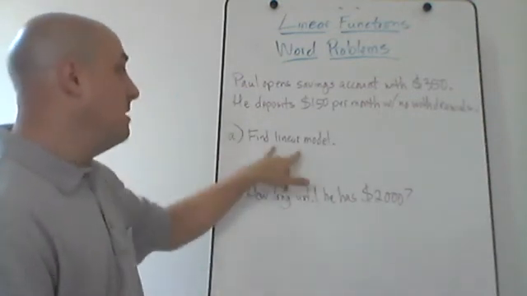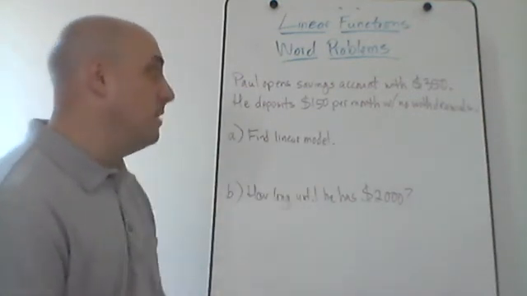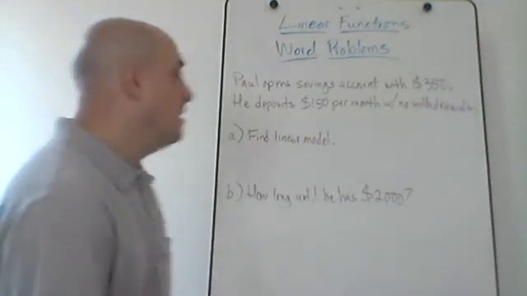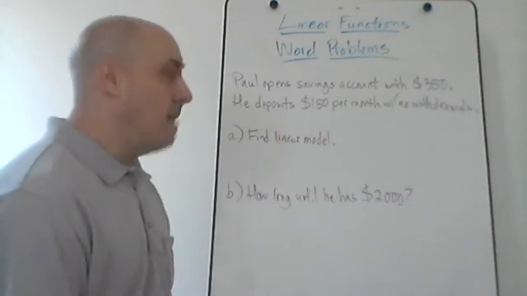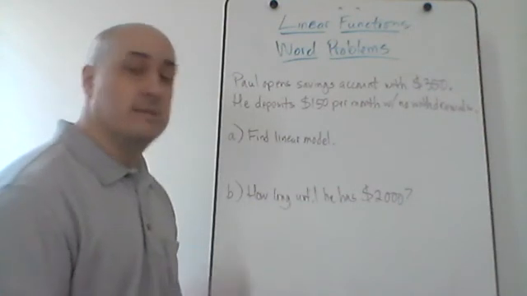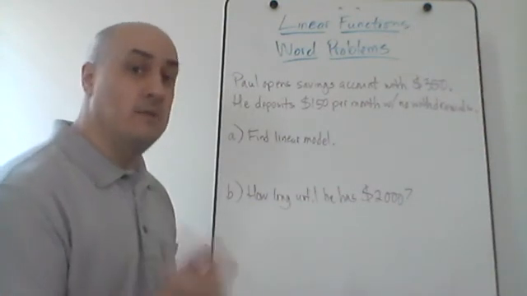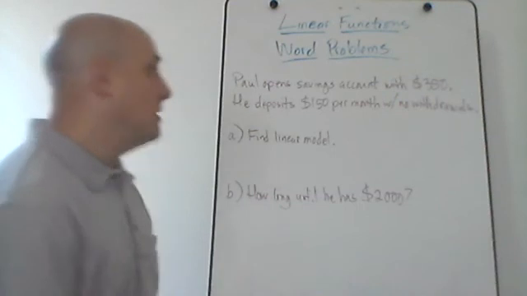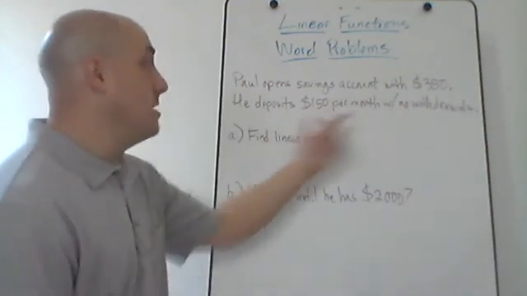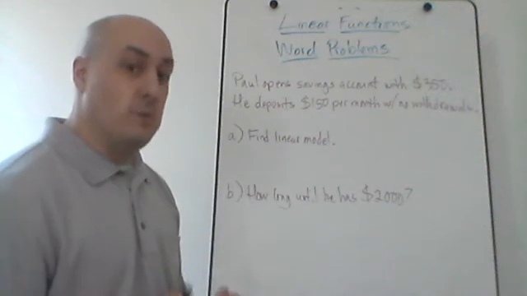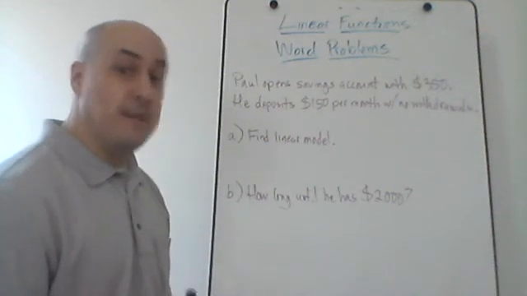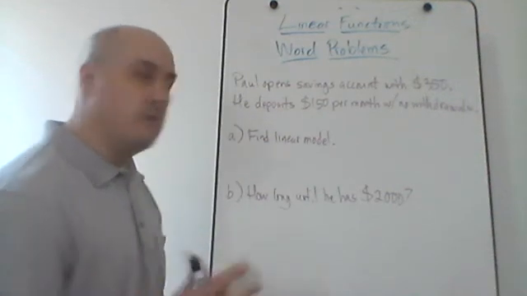So for this problem, the first thing we have to do is find a linear model for this particular situation. If you recall from the other videos, for a linear model there are really two numbers we're concerned with: the slope of the line and the y-intercept of the line. If they give us two numbers in the problem, which they do here, the 350 and the 150, probably one of those is going to be the slope and the other the y-intercept. We just have to be careful to pick the right one for the right spot.